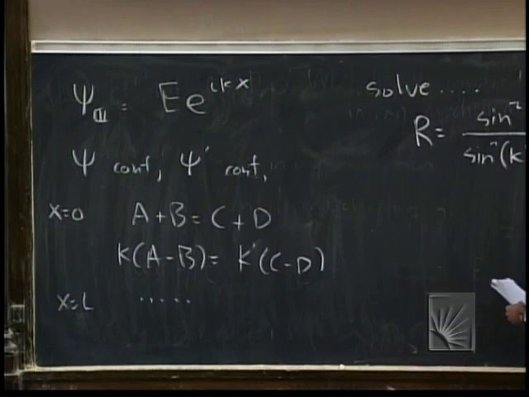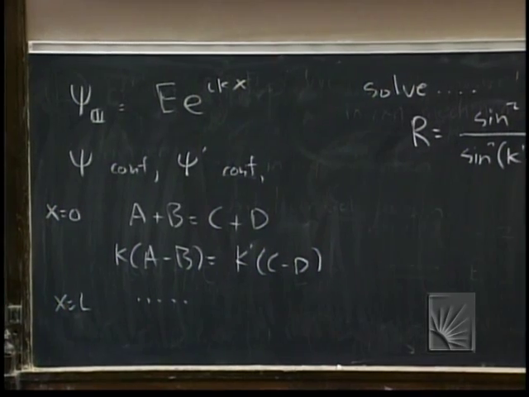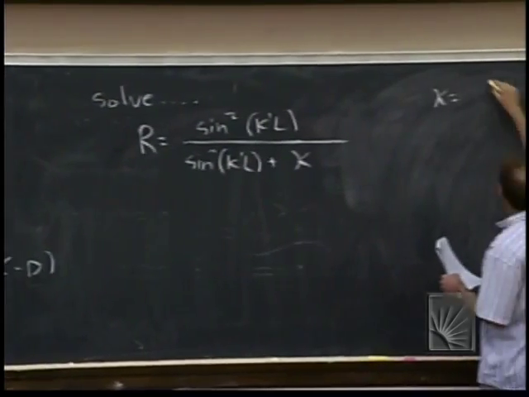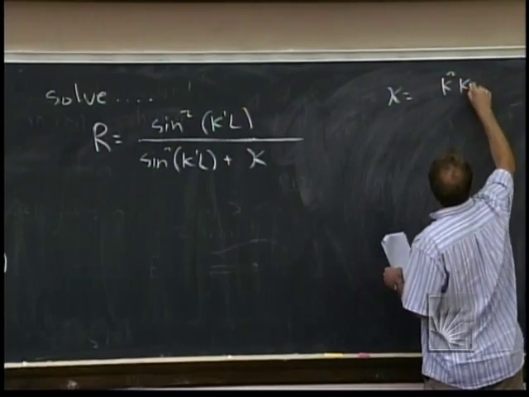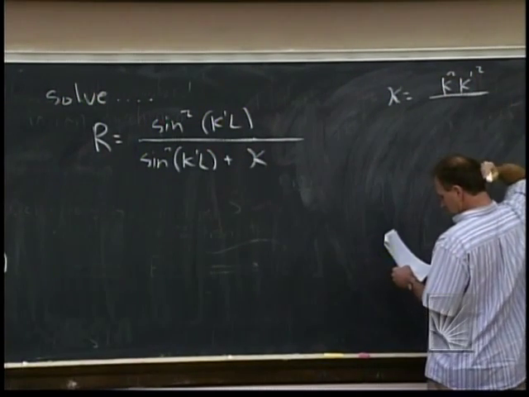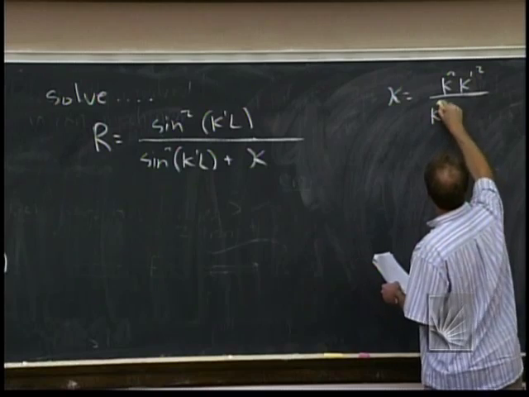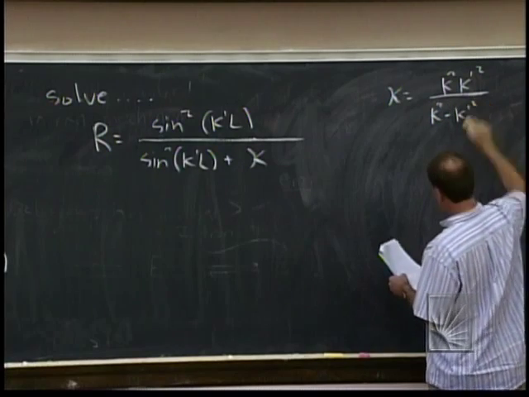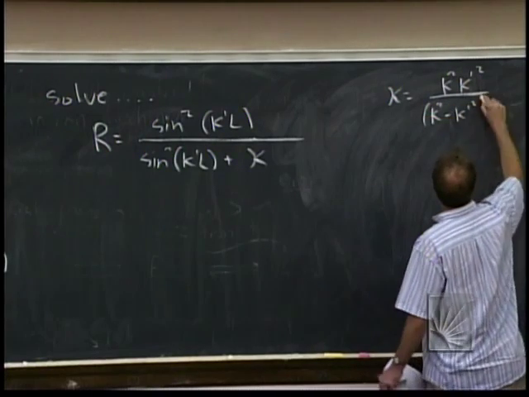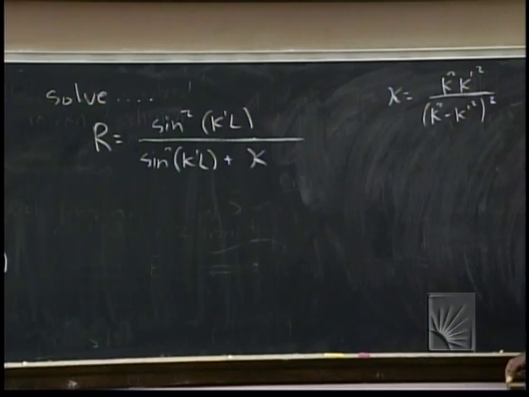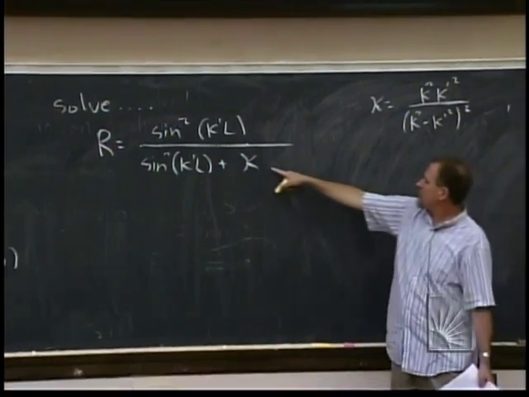I'm going to call it kappa. Kappa was some mess. It was K squared, K prime squared over K squared minus K prime squared, squared. So this is unitless, and that's unitless.